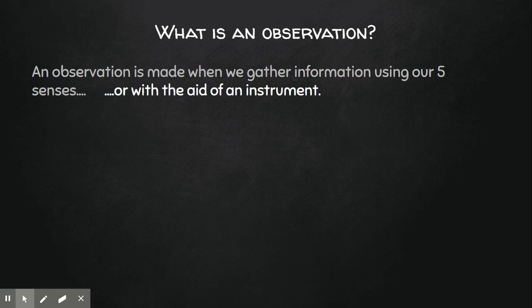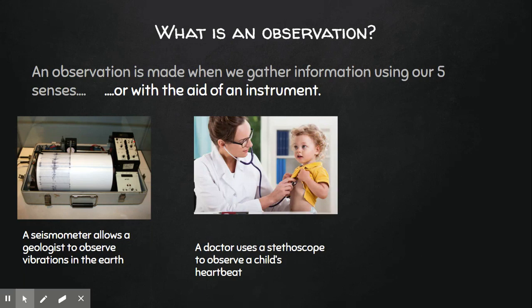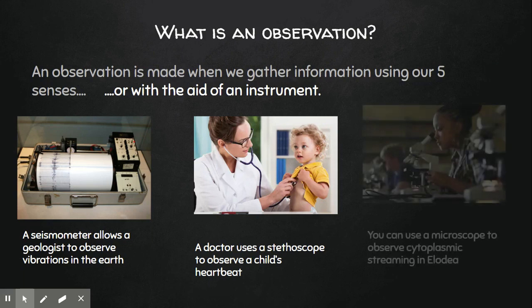But not only would we use our five senses, often our senses are aided with an instrument, so we enhance our senses with instruments so that we can see or hear things that we otherwise couldn't. For example, we can't feel most of the vibrations that are occurring all the time in the earth, but a seismometer allows a geologist to observe vibrations in the earth. A doctor uses a stethoscope to observe a child's heartbeat, which you otherwise would not be able to hear from even a few inches away.